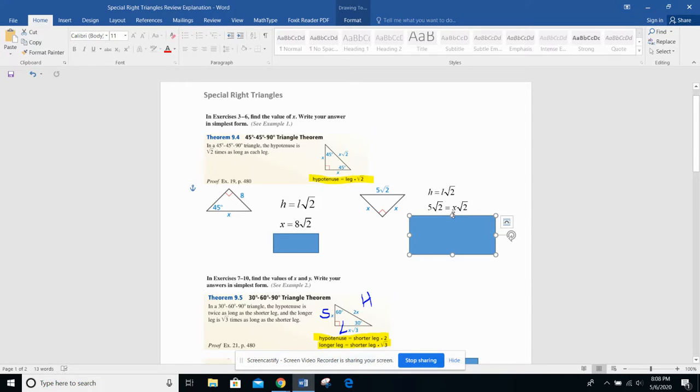Now I've got to get the x by itself, so I'm going to divide both sides by square root of 2. And what happens over here is these two cancel out. These two cancel out, and that leaves you with x equals 5. Both legs will be 5.